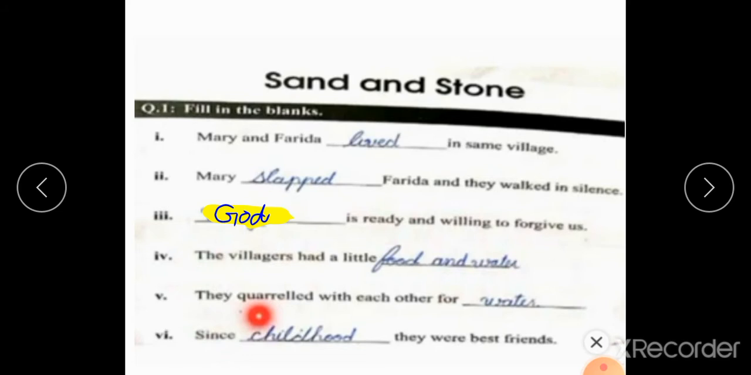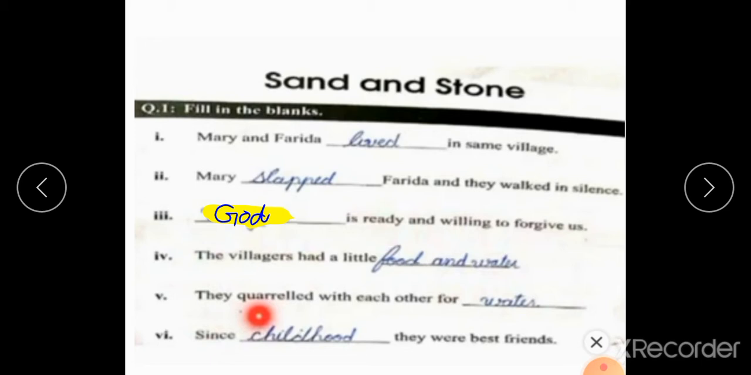This is our first topic, worksheet of lesson 16, Sand and Stone. Question number 1, fill in the blanks. Mary and Farida lived in same village. Mary slapped Farida and they walked in silence. God is ready and willing to forgive us. The villagers had a little food and water.